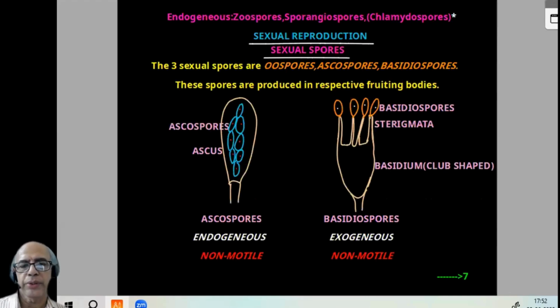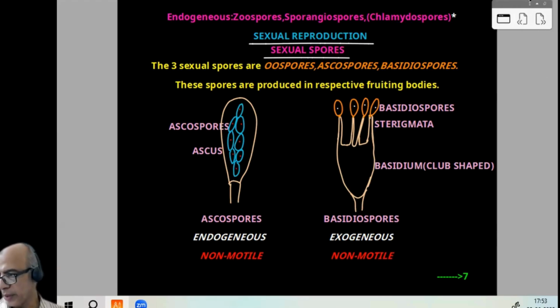Then sexual reproduction, that is through sexual spores like oospore, ascospore, basidiospore, and they are formed inside their respective fruiting bodies. Ascospore in ascus, basidiospore in basidium, a club-shaped structure. 8 ascospores normally will be there. They are endogenous and non-motile, while basidiospores are normally 4, exogenous and non-motile. So ascospore is endogenous, remember. Basidiospore is exogenous, usually that is a famous question. And basidiospores form on a stalk-like area called sterigmata.